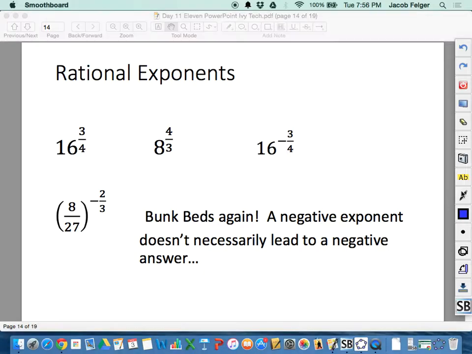All right, so let's say 16 to the 3/4 power. Who can rewrite that as a radical? Anyone rewrite that as a radical?